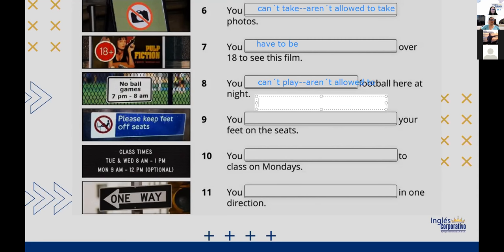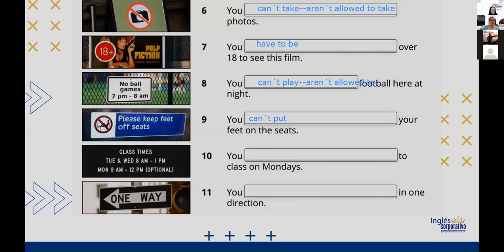Keep your feet off the seat. You can't keep or put your feet on. So we don't need this. You can put your feet on the seats, right? Yes. Let's leave it that way. You can put your feet on the seat. You're not allowed to put your feet on the seats. That's right. Number 10.